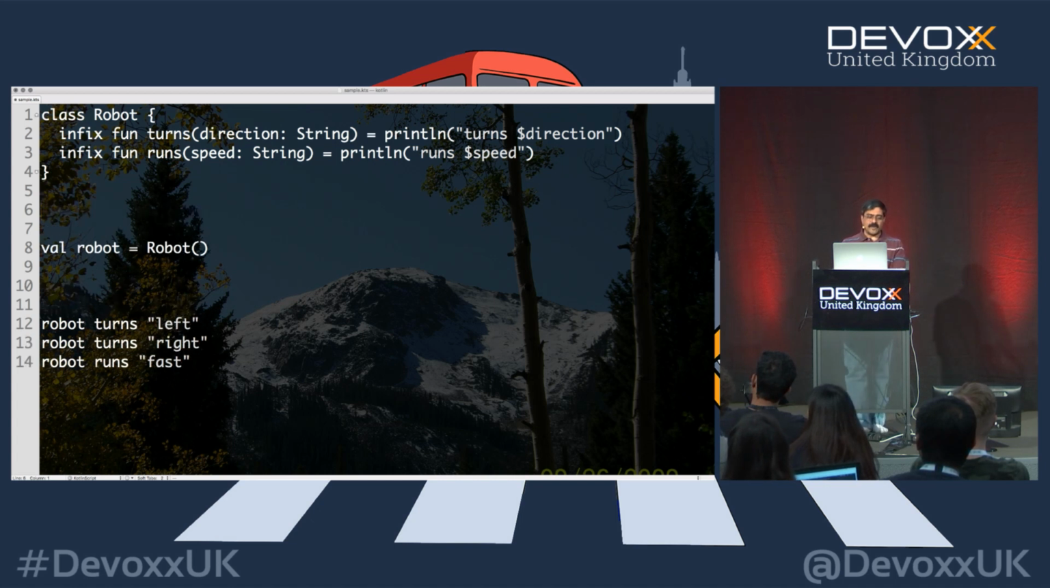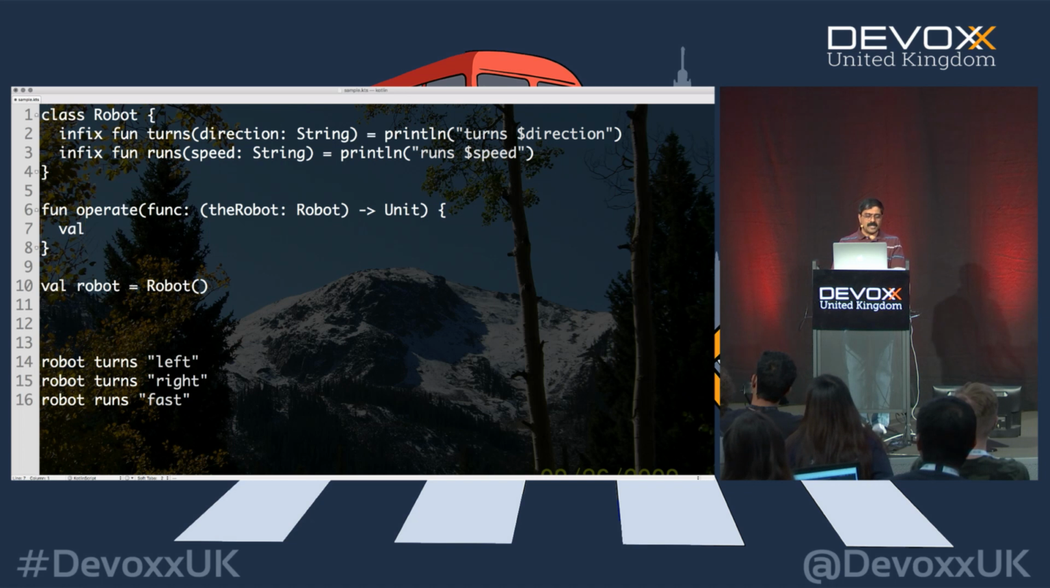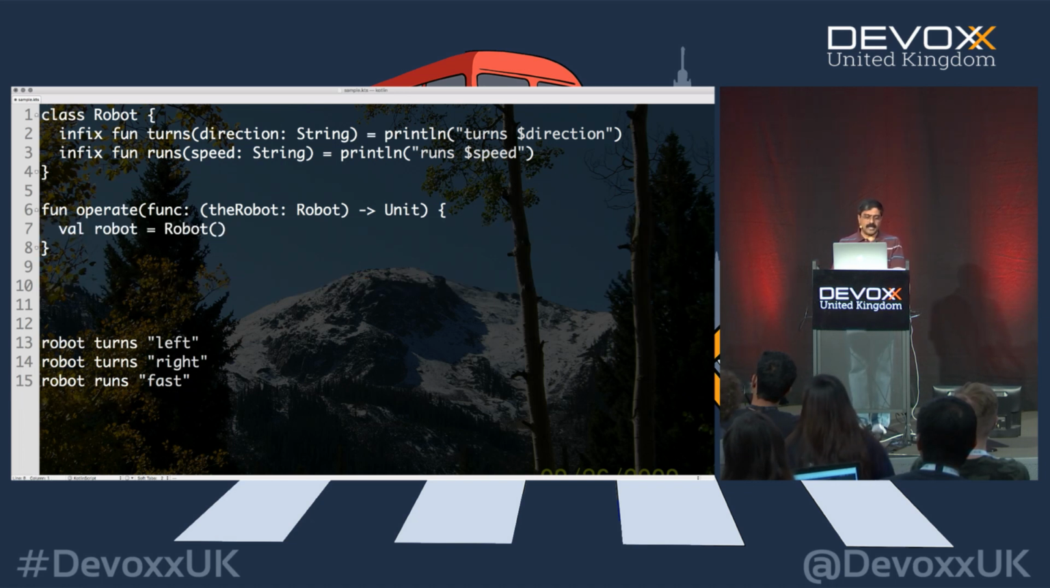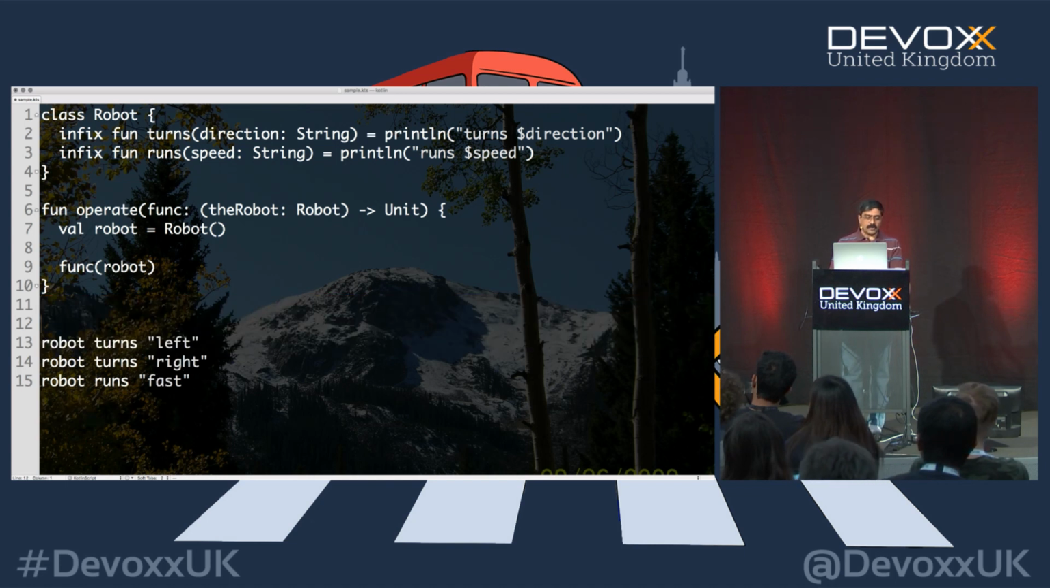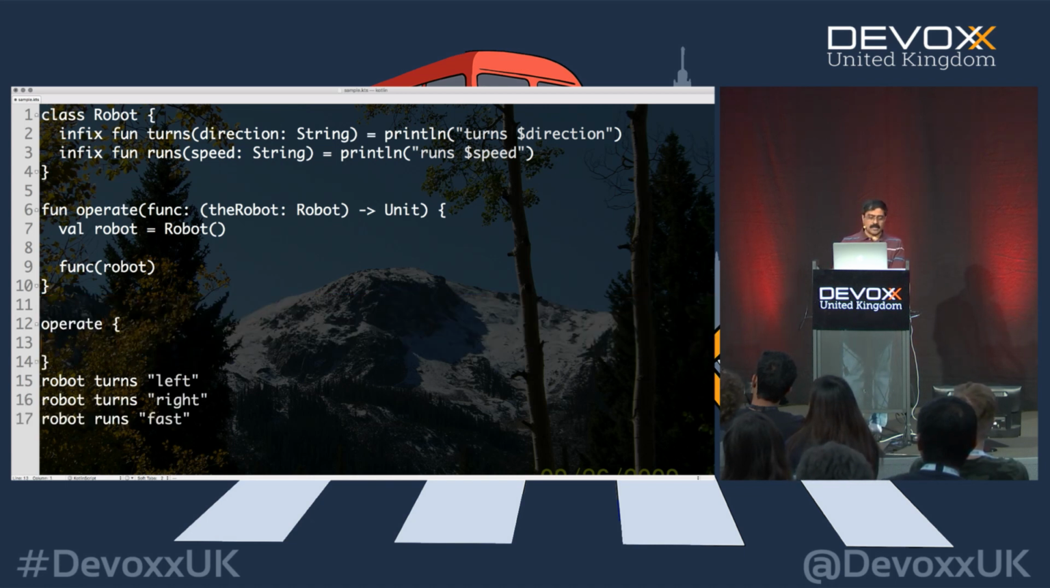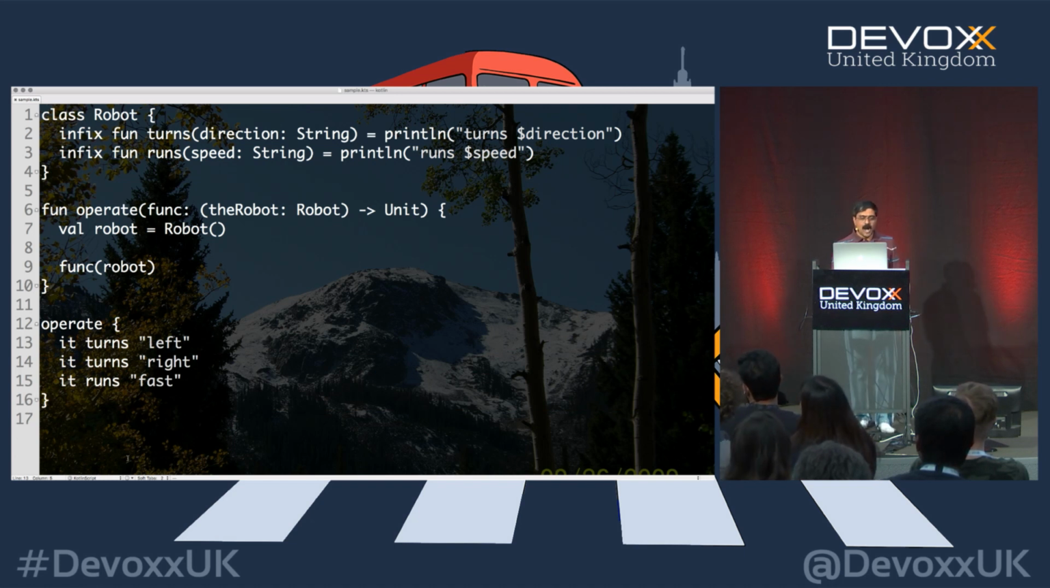Let's now go ahead and create a function called operate. The operate function takes a function as an argument. This function takes the robot, which is an object of type Robot, and returns nothing, a Unit. And within the function, I create the robot internally. Then I'm going to pass this robot to the function we have on our hand. Now notice what I'm going to do here. I'm going to say operate and a curly, and I'm going to move this up to here. And within here, I'm going to simply say it. So as a result, operate, and you can say it runs, it turns, it, and so on.